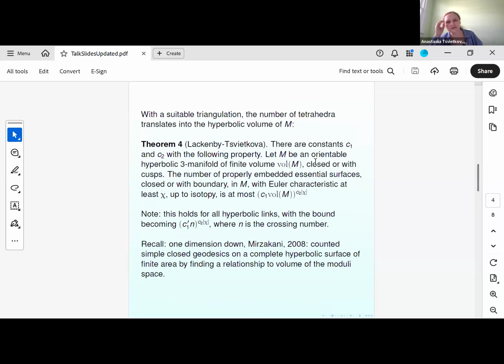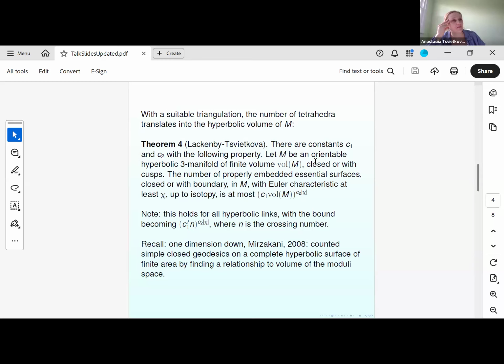All right, so this is joint work with Lackenby. It turns out that if you take a general hyperbolic three-manifold, you can write a bound on the number of surfaces in terms of hyperbolic volume, and it will be polynomial in hyperbolic volume. It will be universal in the sense that it will be the same bound for all three-manifolds. So the way you formulate it is that there are constants C1 and C2, and they are independent of the manifold with the following property.